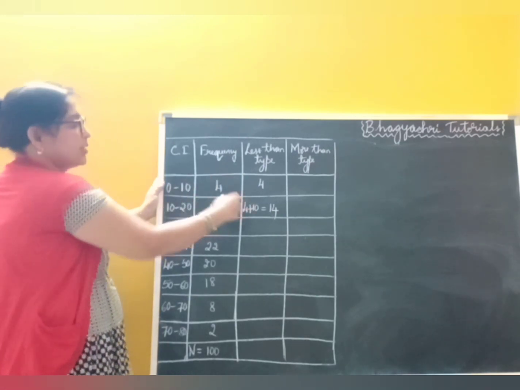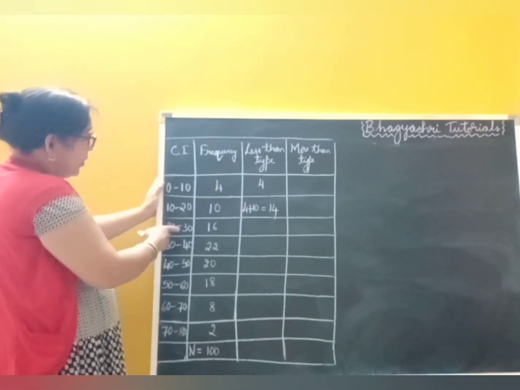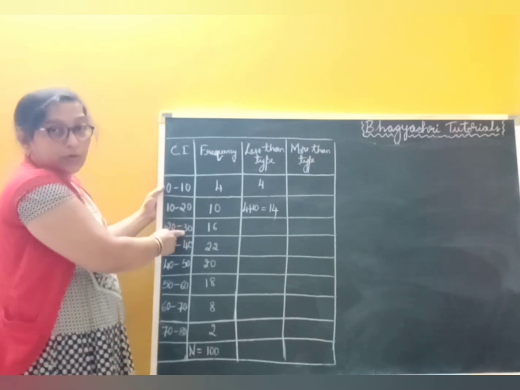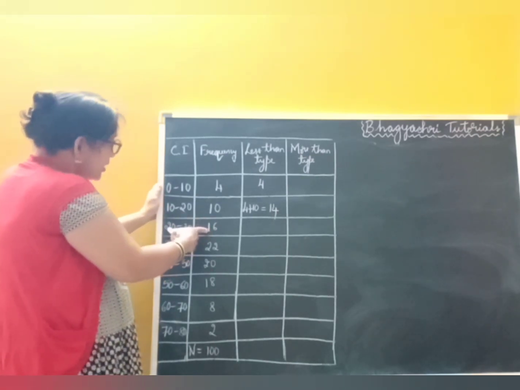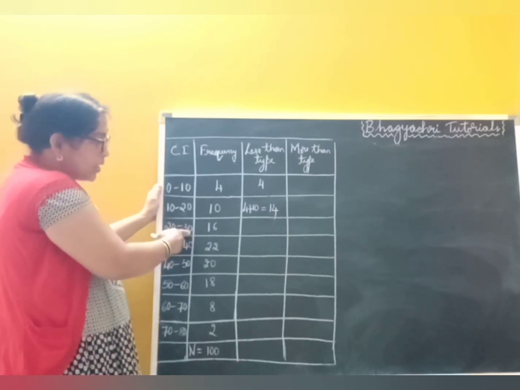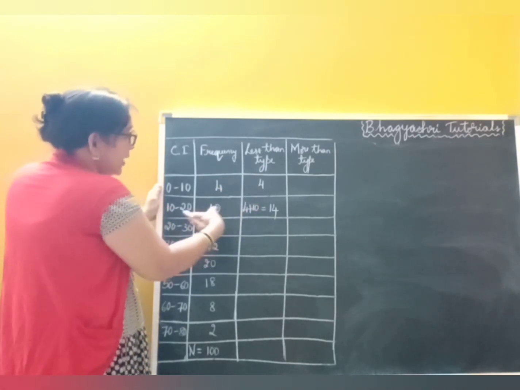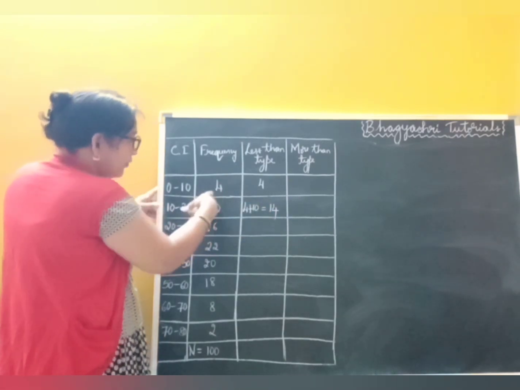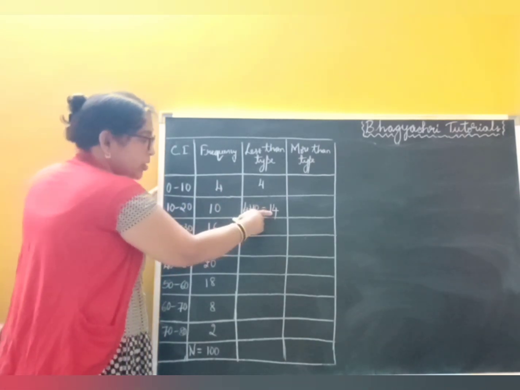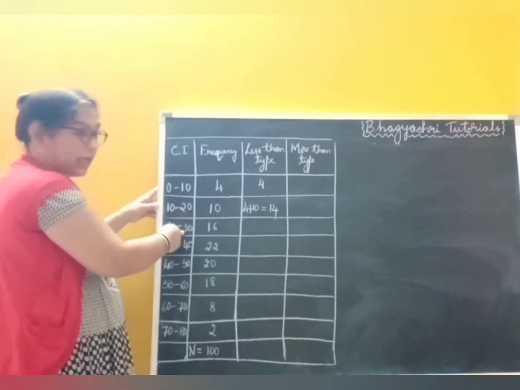This is the meaning of this. Now, less than 30. How many of them have scored less than 30? There are 16 in between 20 to 30. But what about these students now? These 14 students, that is 4 plus 10, are also students who have got marks less than 30.